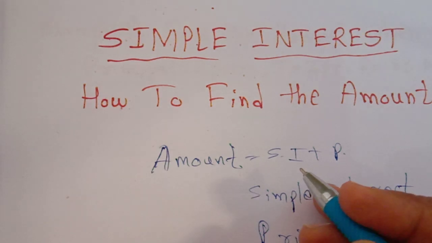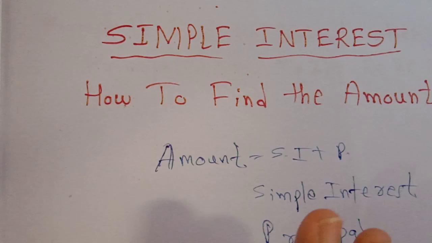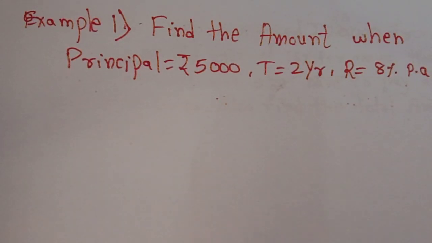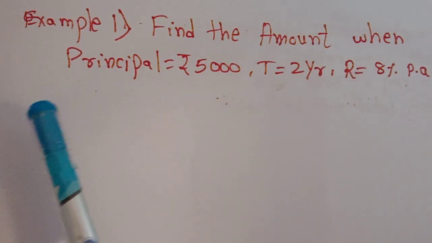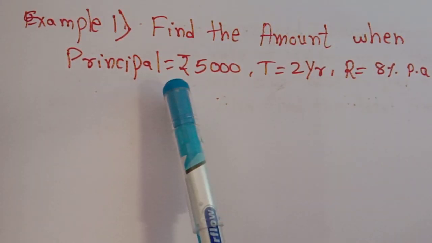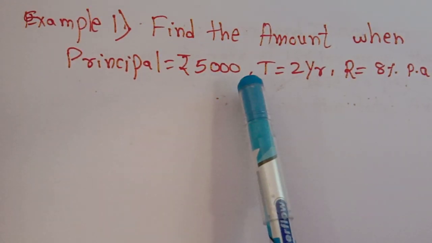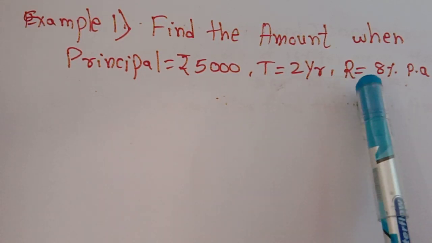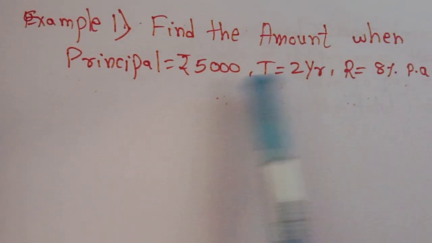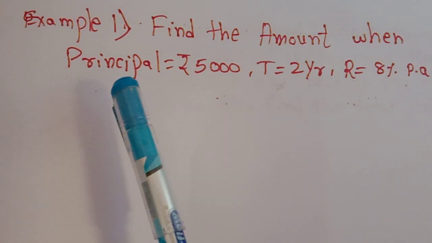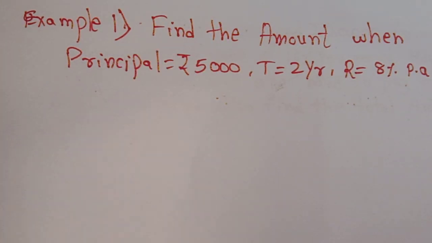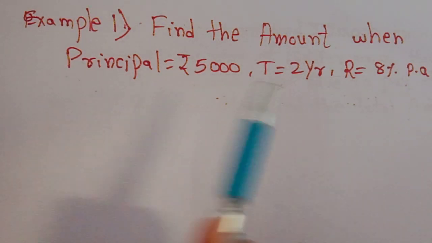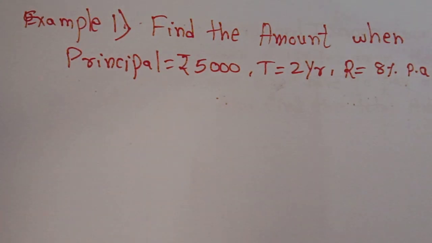So let's see the first example of this amount. See the question: find the amount when principal is rupees 5,000, time is 2 years, and rate of interest is 8% per annum. This type of question is called a direct question, meaning they will give P, T, R. We have to find the amount.